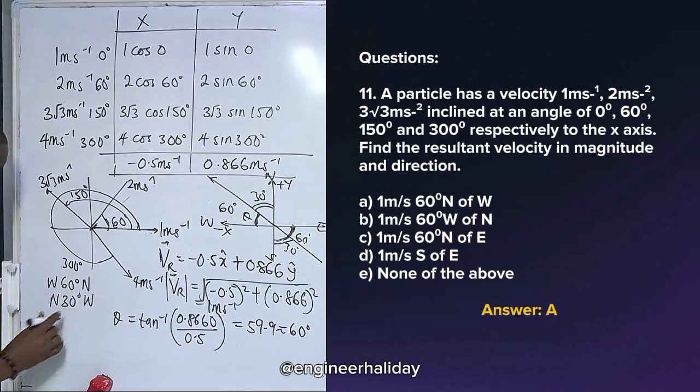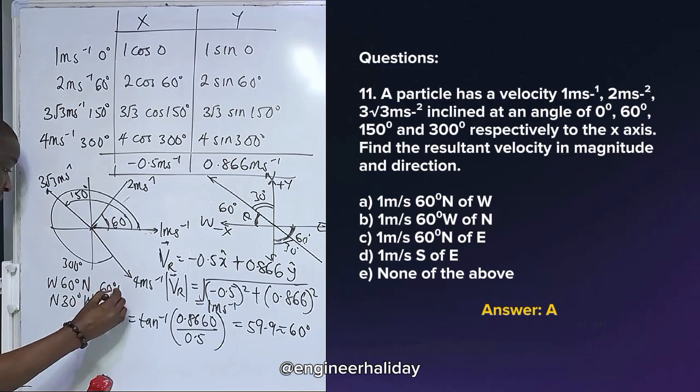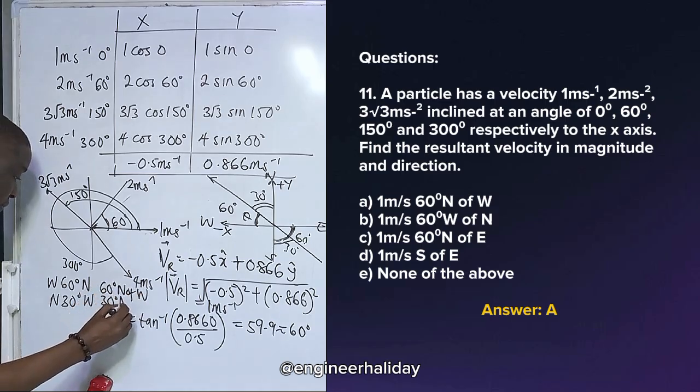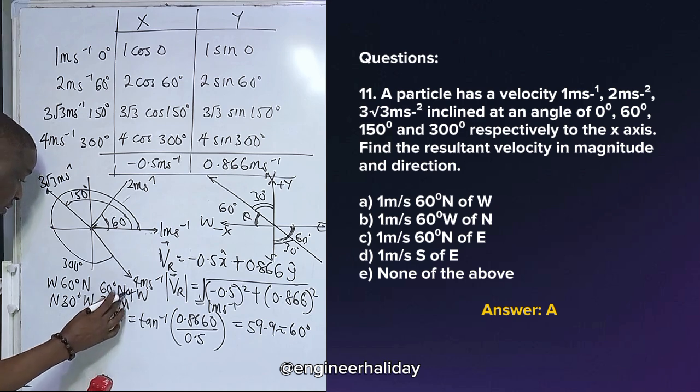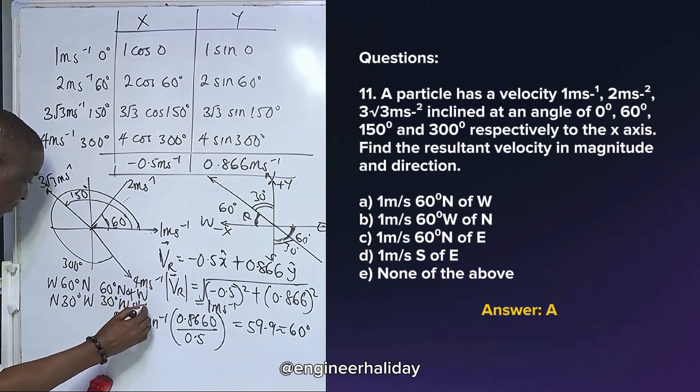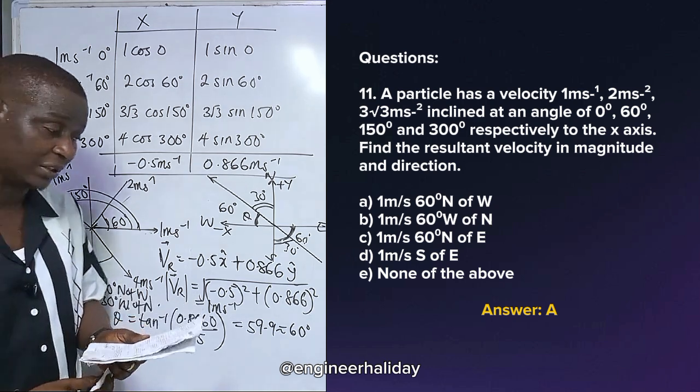But let's solve for the reason. It is 60 degree north of west, and here will be 30 degree west of north. Excellent. So you don't have time. Let's move to the next one.